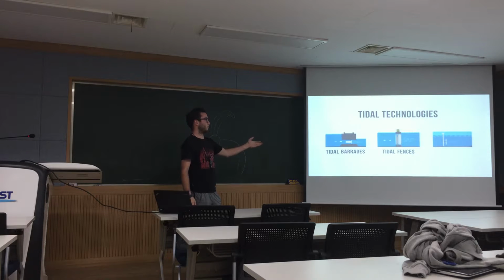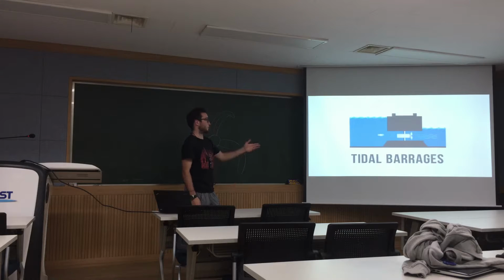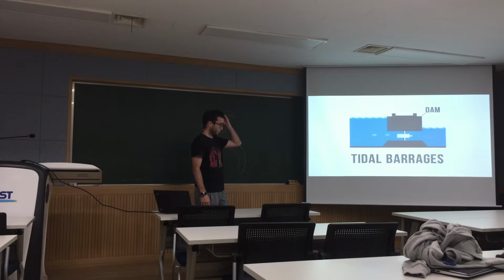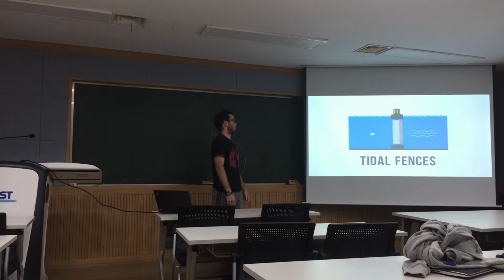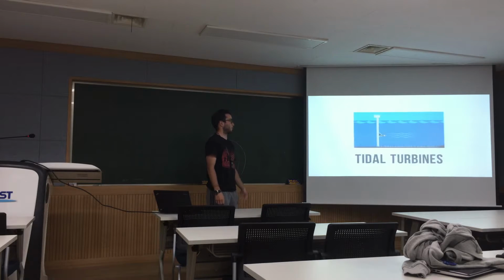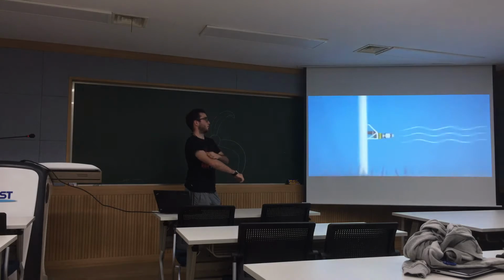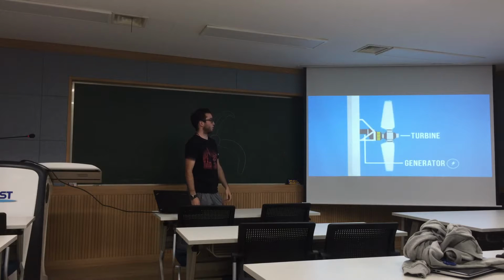So there's a tidal barrage, I already told you, and the tidal fence. The tidal barrage is working like a dam, with the flow going in and going out, and energy generated. So the tidal fence is some kind of turbine also, with a different shape. You have to know that the tidal barrage is the most efficient. So it relies on a generator.